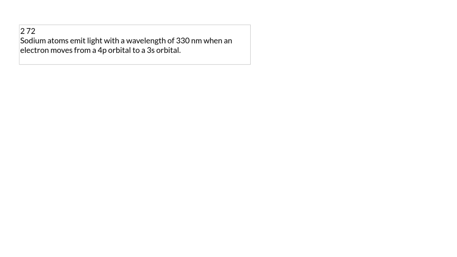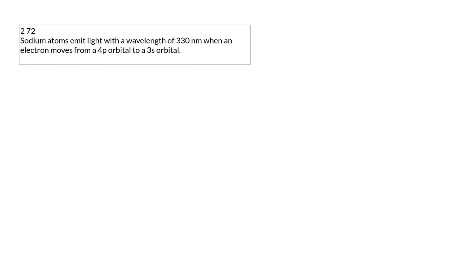All right, let's take a look at this one real quickly. Sodium emits light with a wavelength of 330 nanometers when an electron moves from a 4p orbital to a 3s orbital. What is the energy difference in the orbitals in kilojoules per mole?